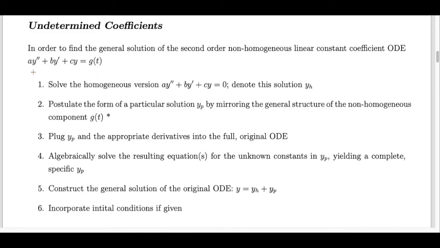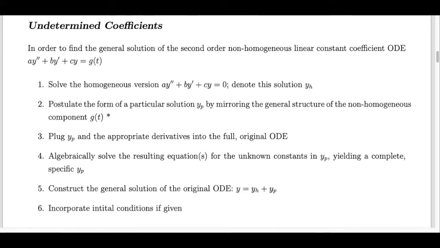I note that we are trying to solve a linear second order constant coefficient differential equation. But we're assuming that this right hand side is not 0. So this is a non-homogeneous differential equation. My first step is always going to be to solve the homogeneous version. In a sense, I just ignore whatever function I actually have on the right hand side. I make the right hand side 0. I solve the resulting homogeneous differential equation using the techniques we've practiced so far this chapter, and then I call that solution y sub h.